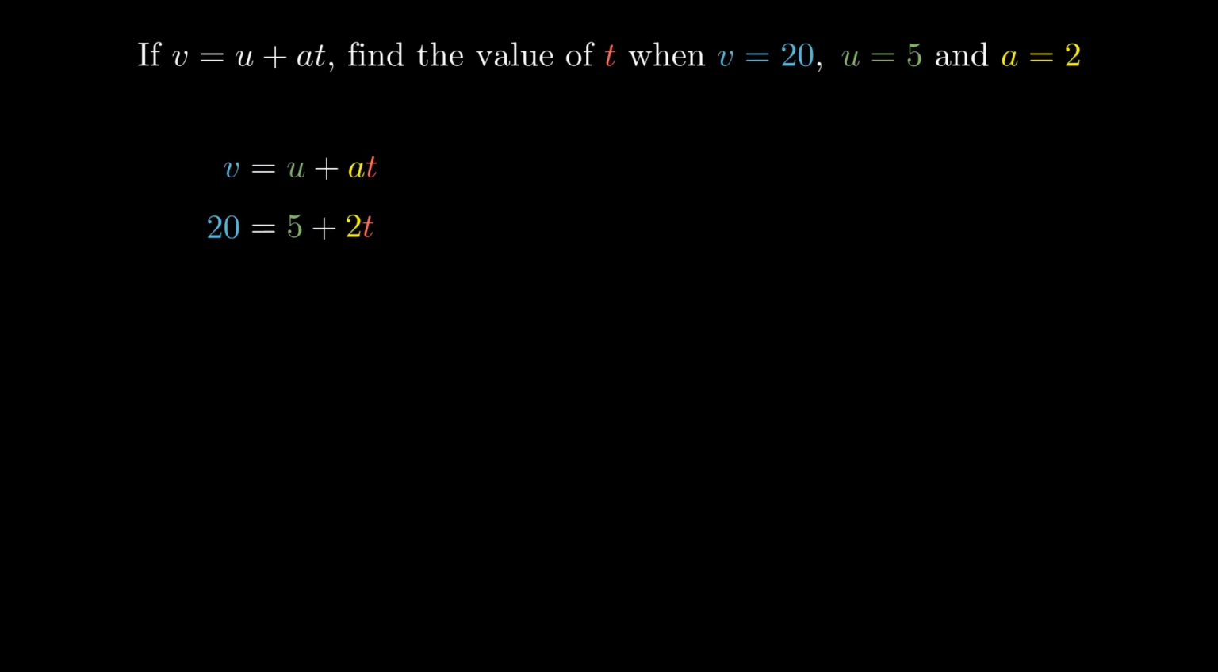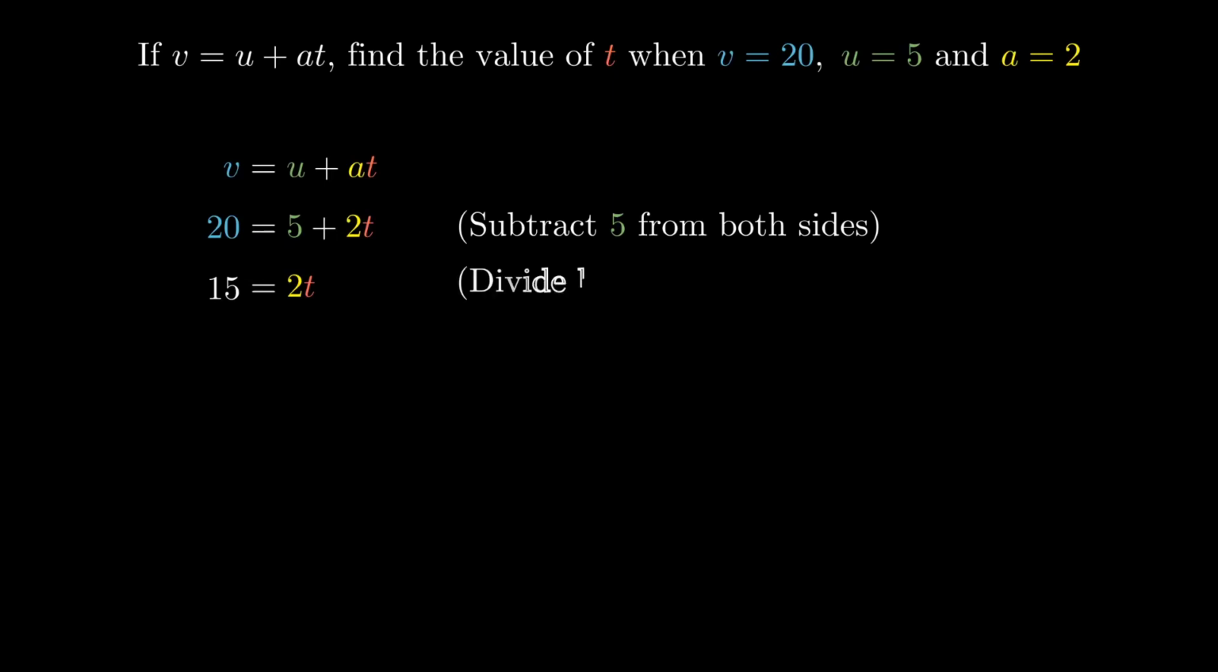Okay, so the way we solve this then is, well, I guess the first thing to do is we need to remove the 5, so we subtract the 5 from both sides. So we get 20 minus 5, which is 15 on the left-hand side. On the right-hand side, the 5 is now gone. And so if 15 equals 2t, we can work out how much t is if we divide both sides by 2 then. And so we do that, and so t must be 7.5.